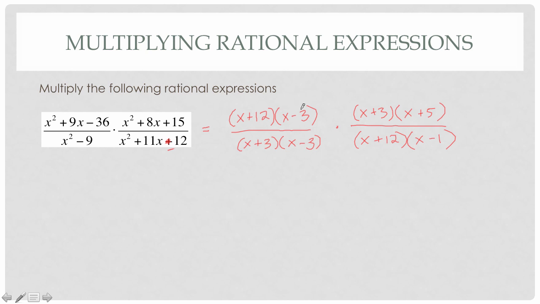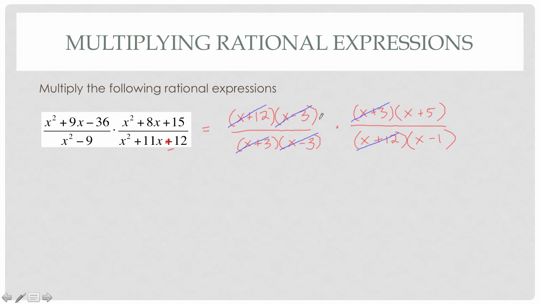Okay, so we did step one. We factored everything all out. Now, we know it's all going to multiply together. Do you see any common factors already that are going to divide out? Well, we have an x plus 12. That's going to divide out with this x plus 12. We have an x plus 3. That's going to divide out with this x plus 3. And we have an x minus 3. It's going to divide out with this x minus 3.